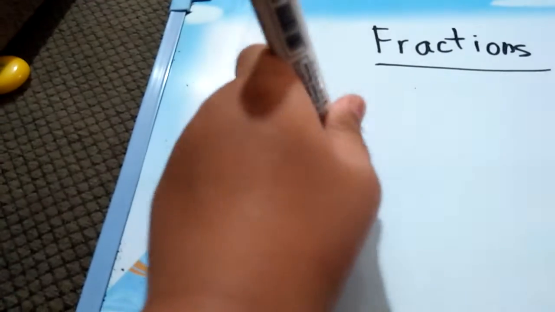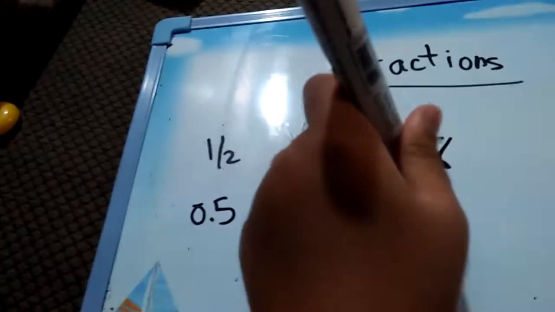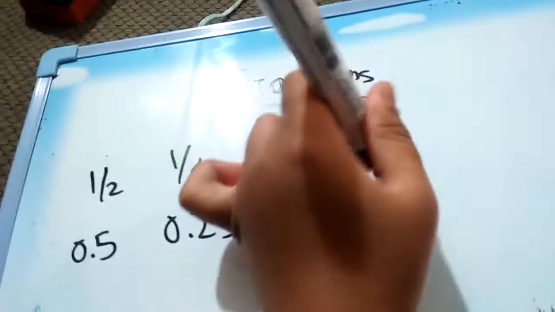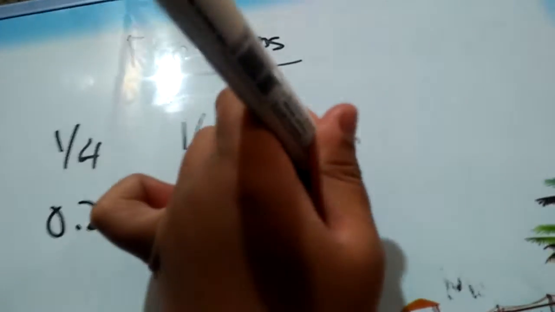But let's do it in a quick way. So 1/2 is also represented as 0.5. 1/4 is represented as 0.25. 1/8 is represented as 0.125. And 1/16 is also represented as 0.0625.